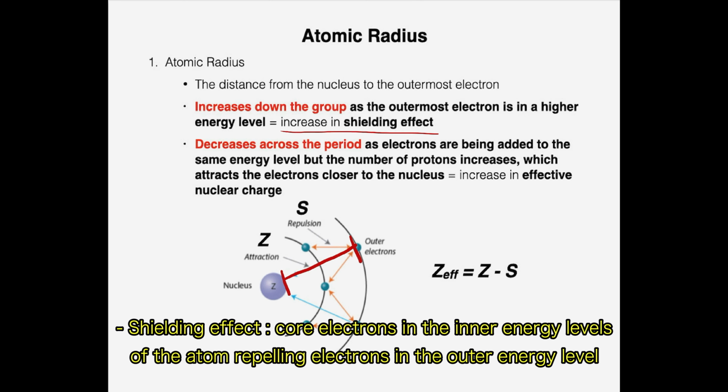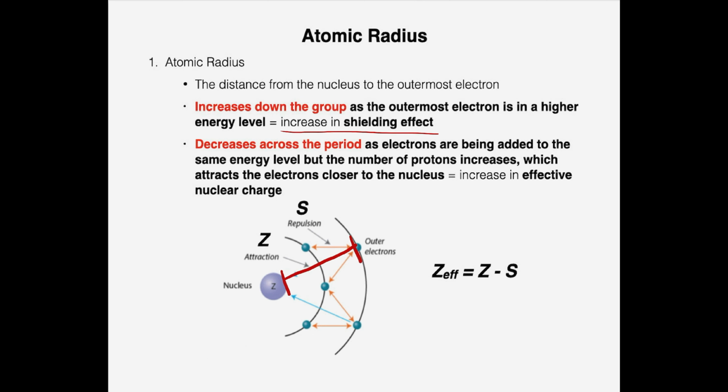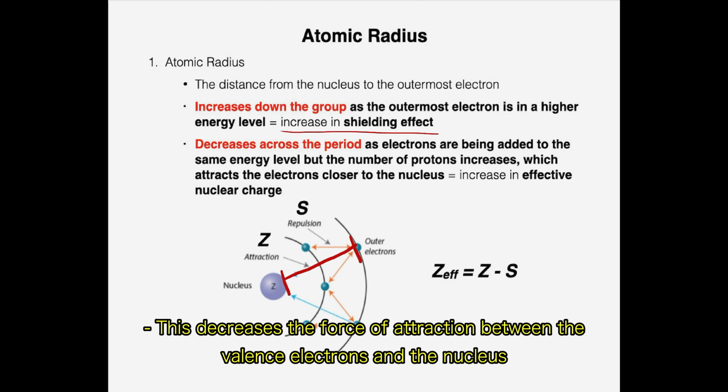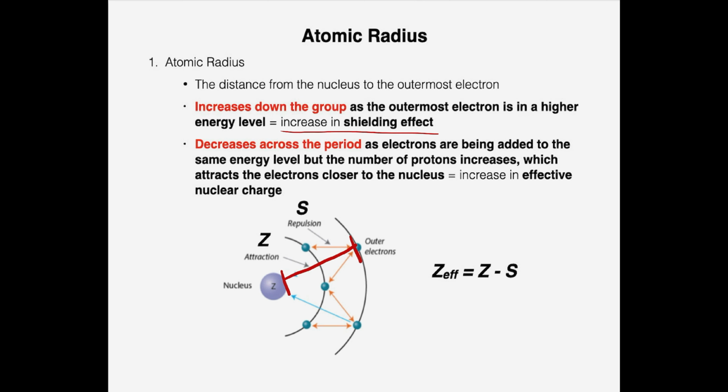Shielding effect refers to the core electrons in the inner energy levels of the atom, repelling or shielding the electrons in the outer valence shell, and therefore decreasing the force of attraction between the valence electrons and the nucleus. This reduces the positive nuclear charge experienced by the valence electrons.